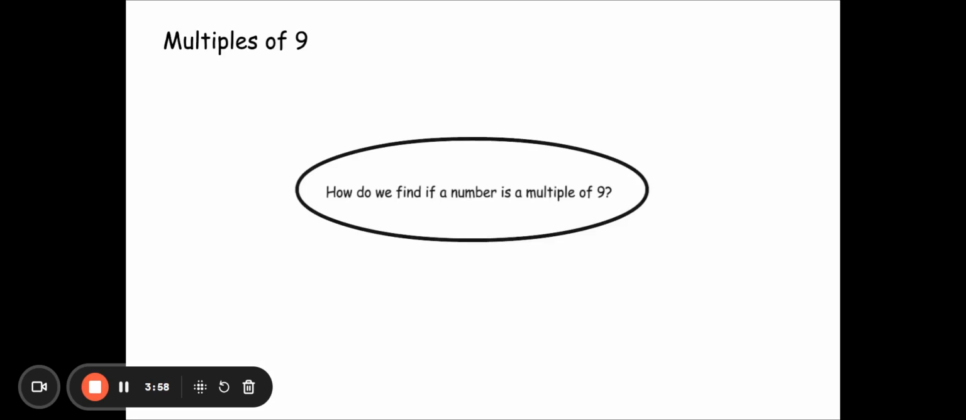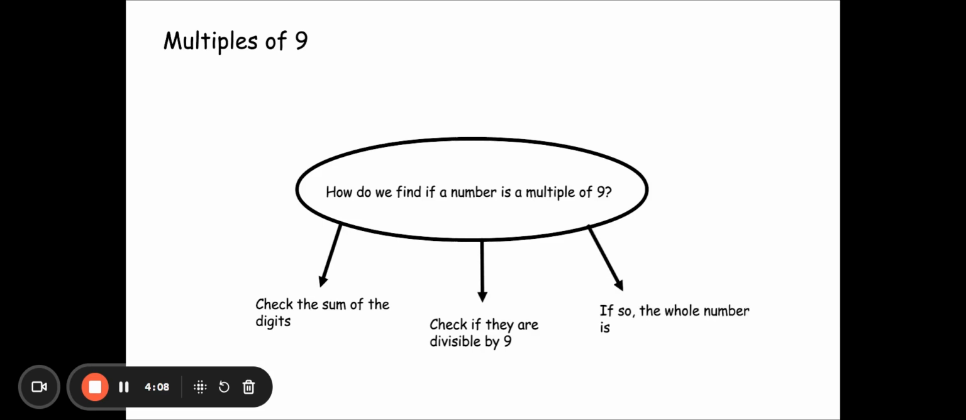Multiples of 9. How would we find a multiple of 9? First, we check the sum of the digits, like 3. Then we check if they're divisible by 9 instead of 3. If they are, then the whole number is divisible by 9. For this, we can check examples from multiples of 3.